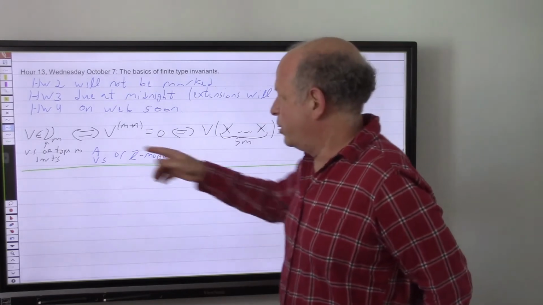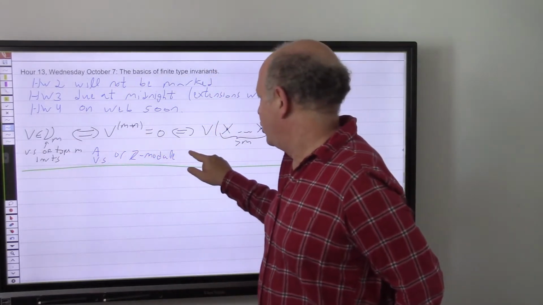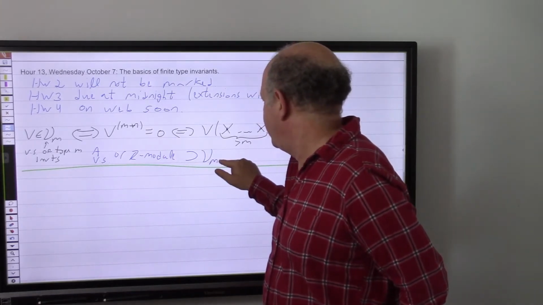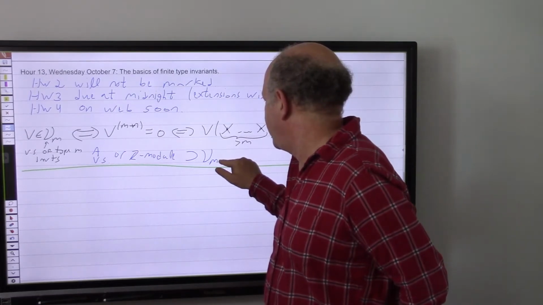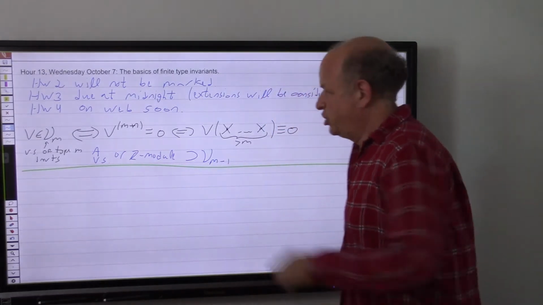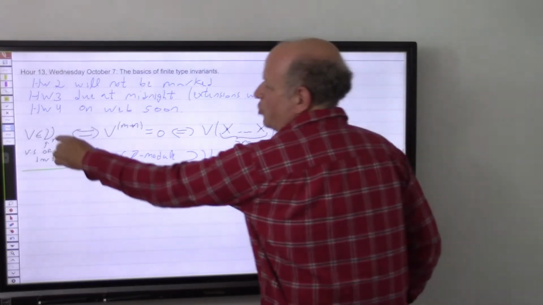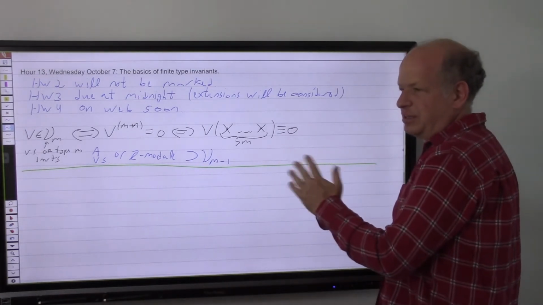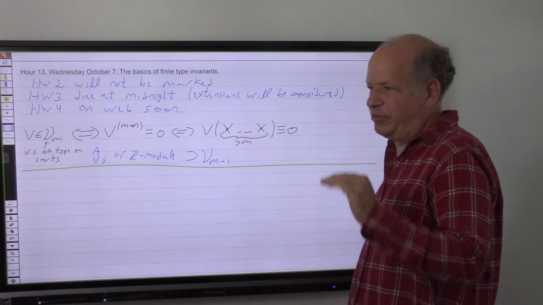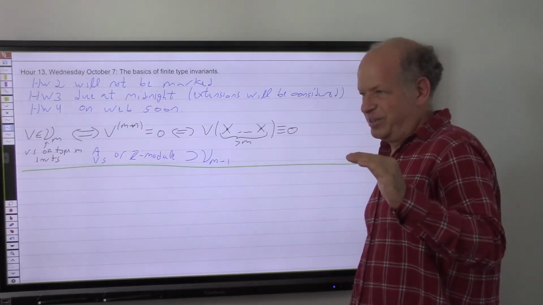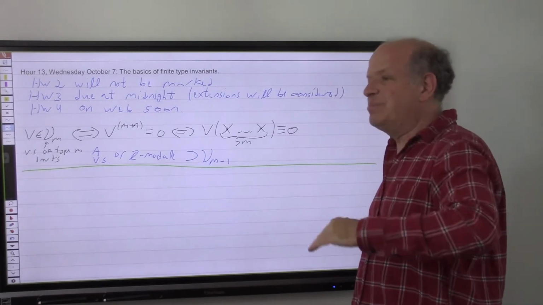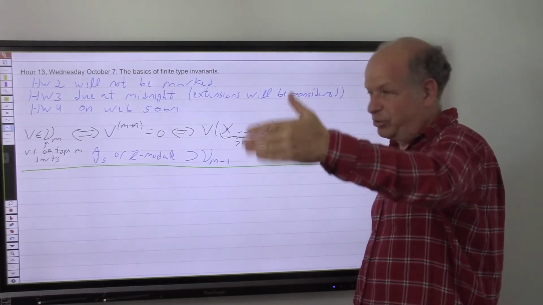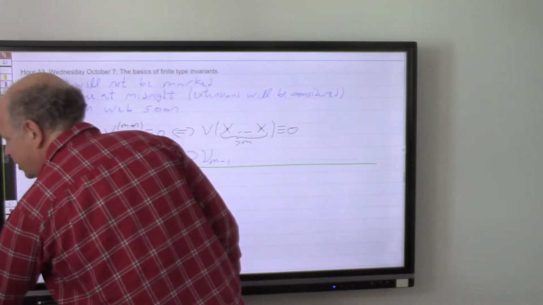In other words, V sub m contains V sub m minus 1. Anything of type m minus 1 is also of type m. The type of an invariant is not a unique number, because there is a minimal type, but it's also of any other type. Good.